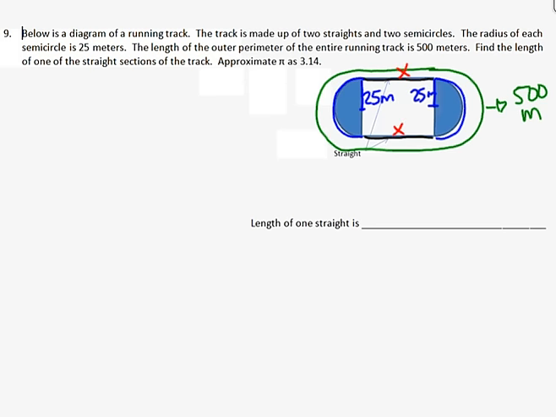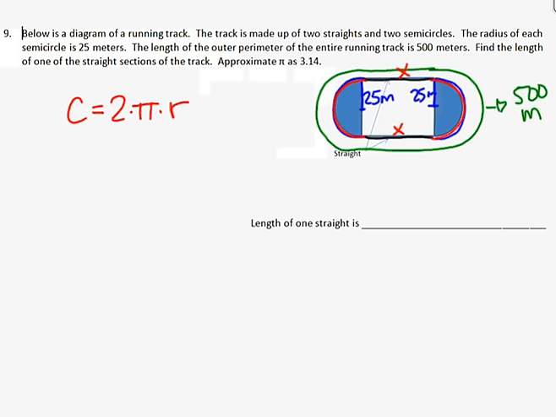Those are the ones we're trying to find. Okay, to find the curved part, the circle part, I can do that semicircle and that semicircle. So in red, if I take these two and put them together, I'm just going to get one full circle. And we saw from before that circumference is 2 times pi times radius. So that'll give me the part in red, or all of the curved part of the track.